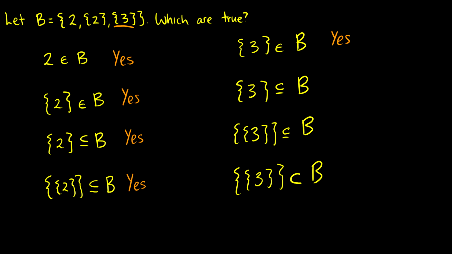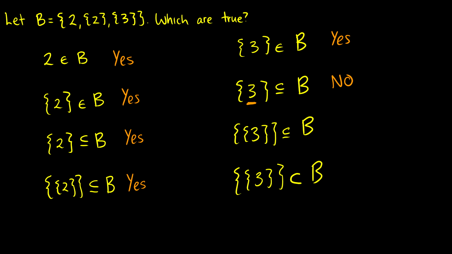Is the set containing 3 a subset of B? Well, 3 has to be in B. Do we see 3 in B? No, 3 is not in B. The set containing 3 is in B, but not just the element 3. So the answer is no. The set containing 3 is not a subset of B because 3 is not in B.